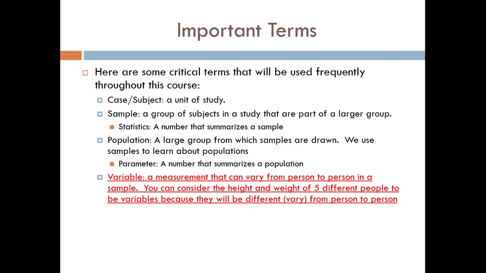Lastly, we have our variable. The variable tends to be the factors that we are measuring or the factors that we are investigating. The variable is a measurement that can vary from person to person or subject to subject in a sample. An example would be height or weight. These variables differ from person to person, case to case.